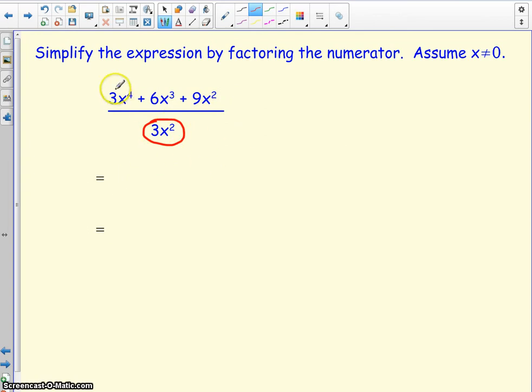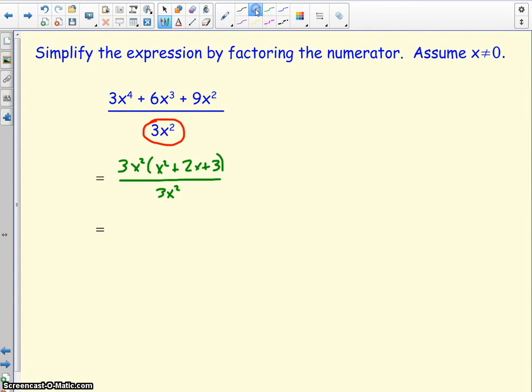If we look between 3x to the fourth, 6x cubed, and 9x squared, they have a common factor of 3 for the coefficients, between 3, 6, and 9. And between x to the fourth, x to the power 3, and x to the power 2, there's x squared. So we take that as a common factor, and we have left over x squared plus 2x plus 3. And that's now all over 3x squared.